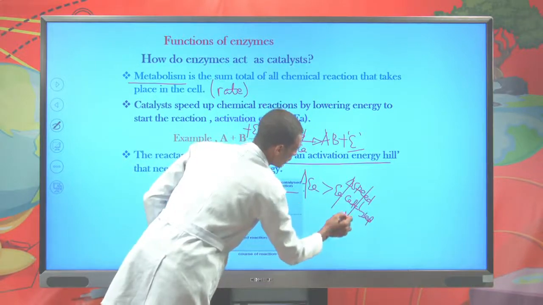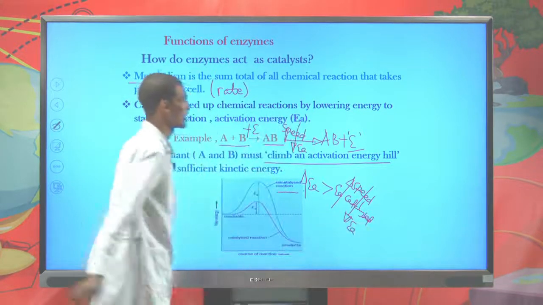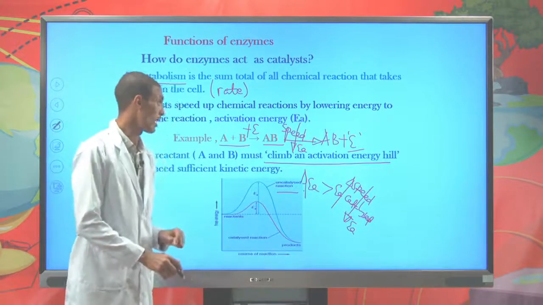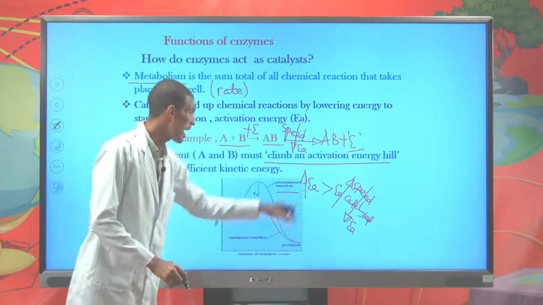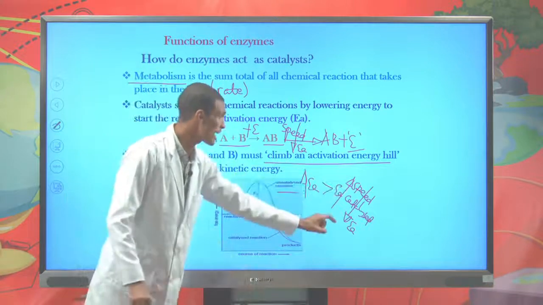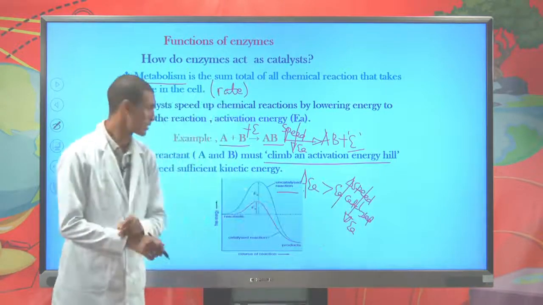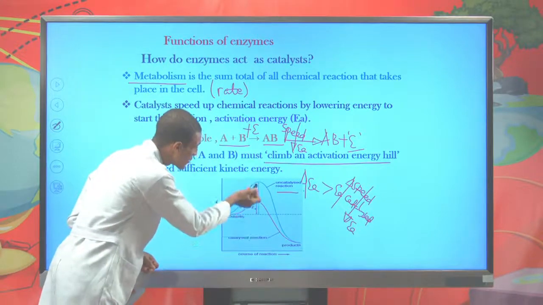And again, low activation energy. The main difference is here: low speed for the uncatalyzed reaction, and again high activation energy. For the catalyzed reaction, there is high speed with low activation energy. There is an activation energy difference created here.